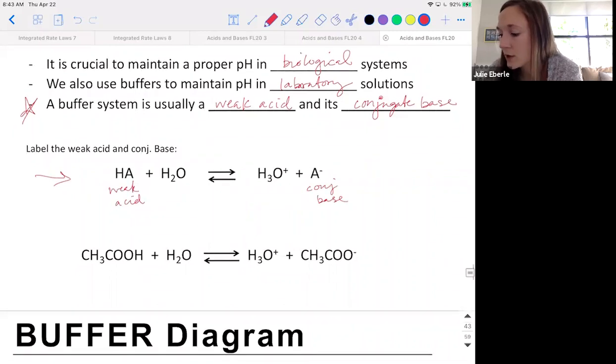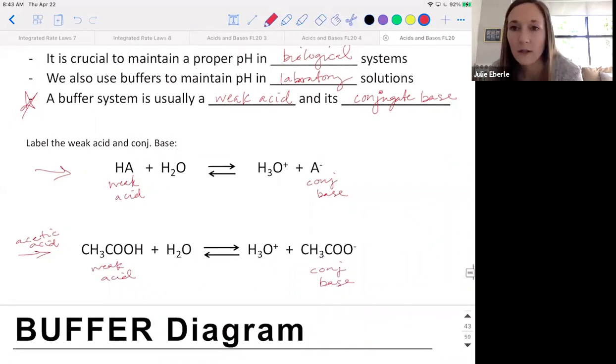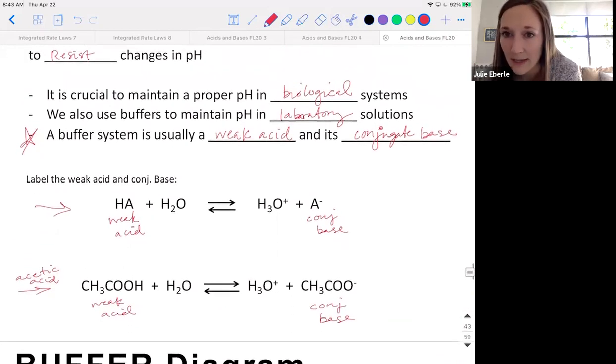So if you're looking at acetic acid right down here, this is the acid in vinegar, which is what we're using in our vinegar titration lab this week. The weak acid is not water, it's the acetic acid, and acetate would be the conjugate base. Water is the base here, and H3O plus is the conjugate acid. So that's essentially what a buffer is.